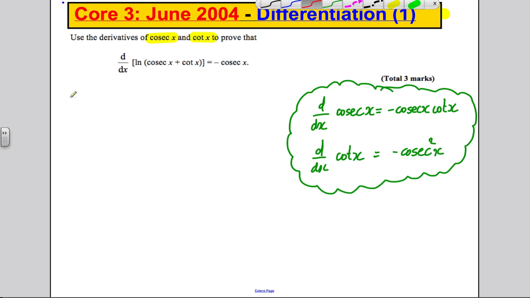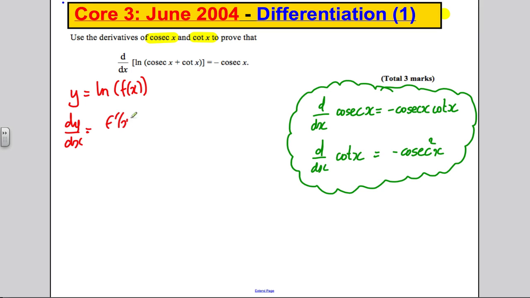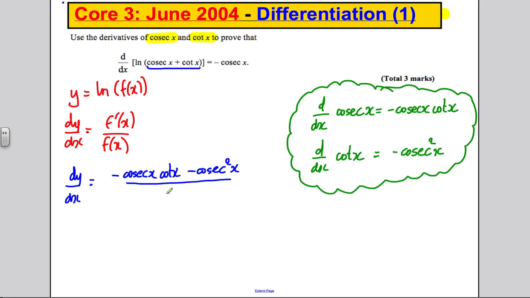Now, what you should know, however, is that if you've got a function y is ln of f of x, then dy by dx is the derivative inside the ln, f dashed x, over what was inside the ln normally, the function inside the ln. So on that note, we've got a ln of f of x, so dy by dx is the derivative of this, which is the sum of these two things here. So it's negative cosec x cot x, subtract cosec squared x all over the original function, which is cosec x plus cot x.